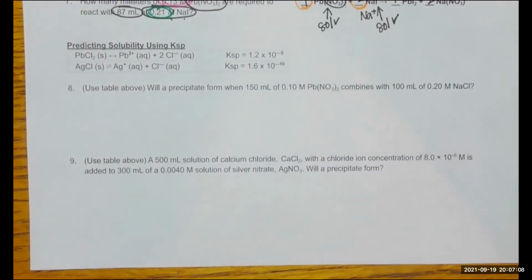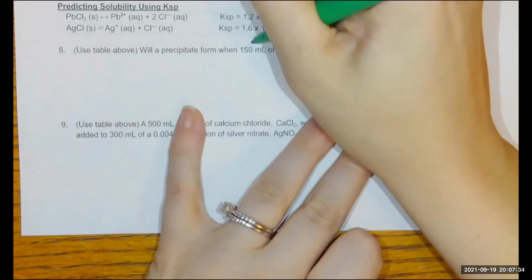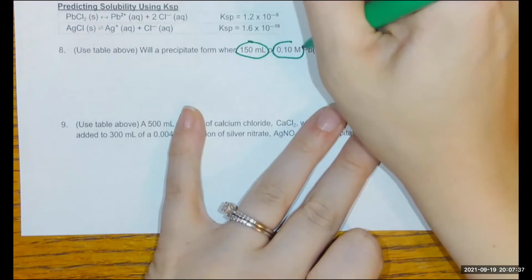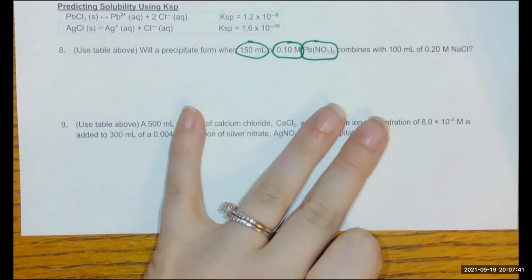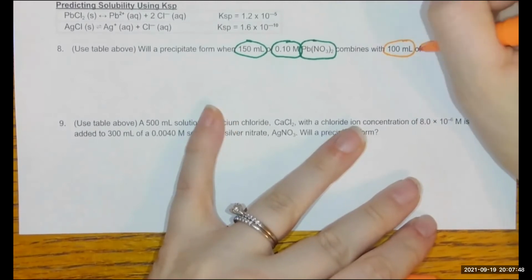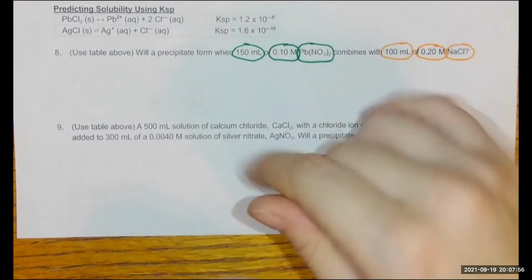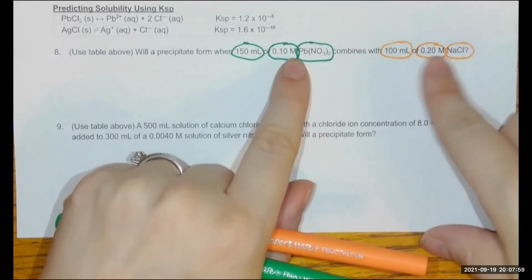Number 8, using the table above, will a precipitate form when 150 milliliters of 0.1 molar lead nitrate combines with 100 milliliters of 0.2 molar sodium chloride? We are under the assumption that both of these are soluble. 150 milliliters, 0.10 molarity lead nitrate. 100 milliliters, 0.2 molar sodium chloride. Even if you didn't know that those were soluble, we know they are because they're getting mixed together.